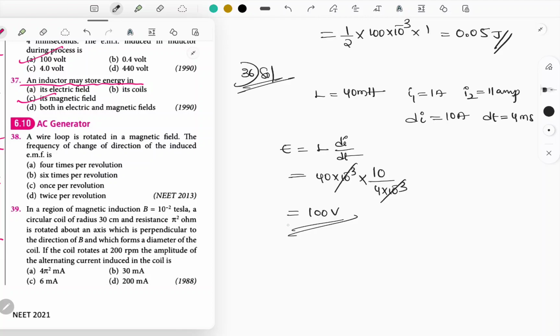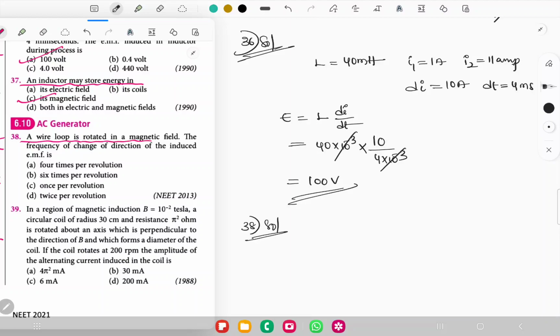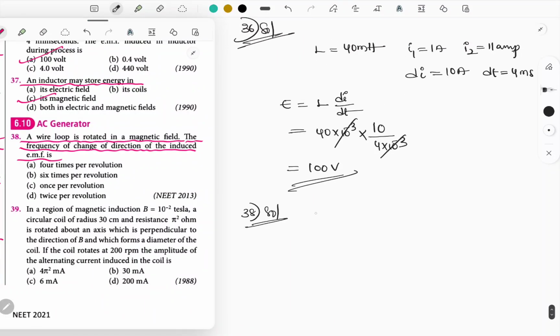Let's try question number 38. 37 completed, right? In question number 38, a wire loop is rotated in magnetic field. The frequency of change of direction of induced EMF. So generally, if a wire loop is rotating in a magnetic field, induced EMF is going to be sinusoidal like this. When you get a sinusoidal, in one complete revolution, it covers one positive half cycle and another negative half cycle, right? This is one complete revolution.